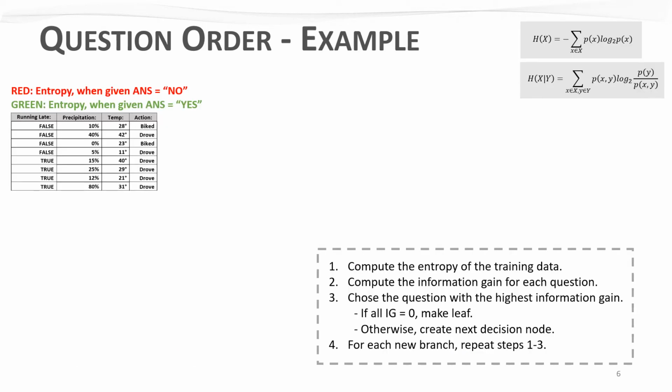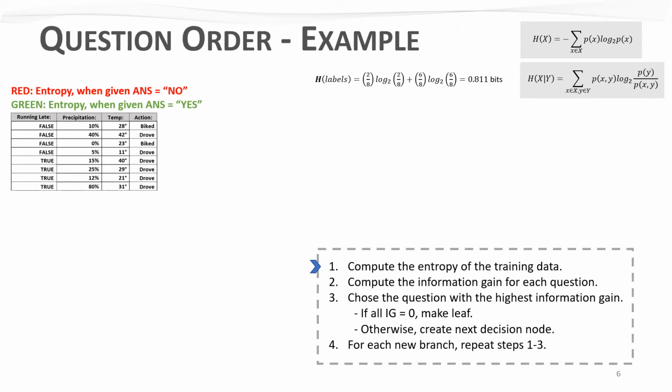Now that we have the necessary tools, let's build a decision tree. First, we calculate the entropy of the training labels. We see that the person biked 2/8 of the time and drove 6/8 of the time. By simply plugging these values into the entropy formula, we obtain the entropy of the input set.